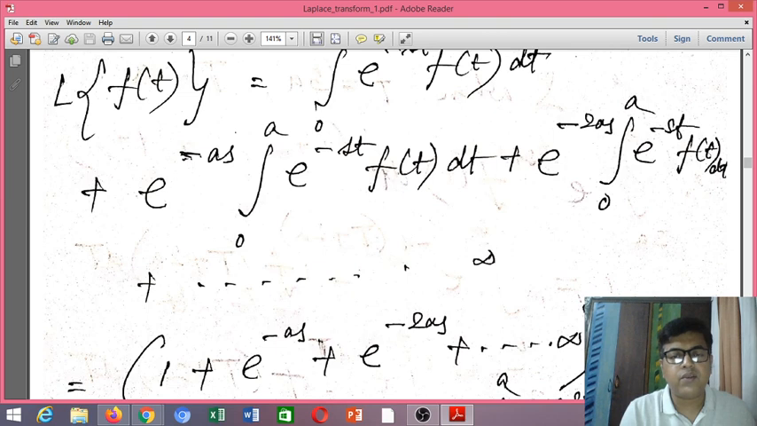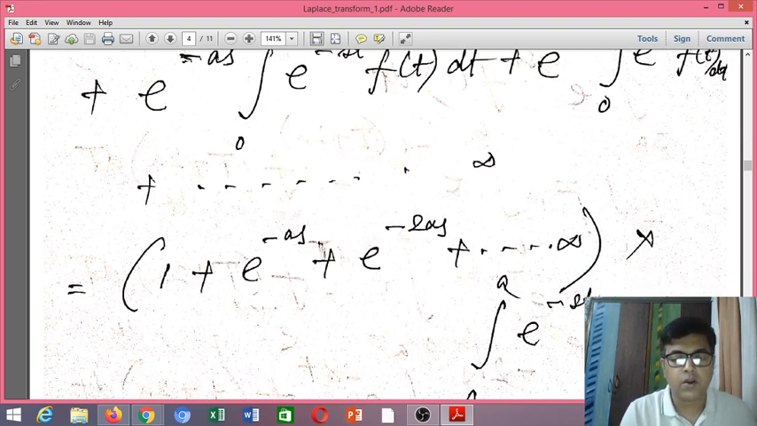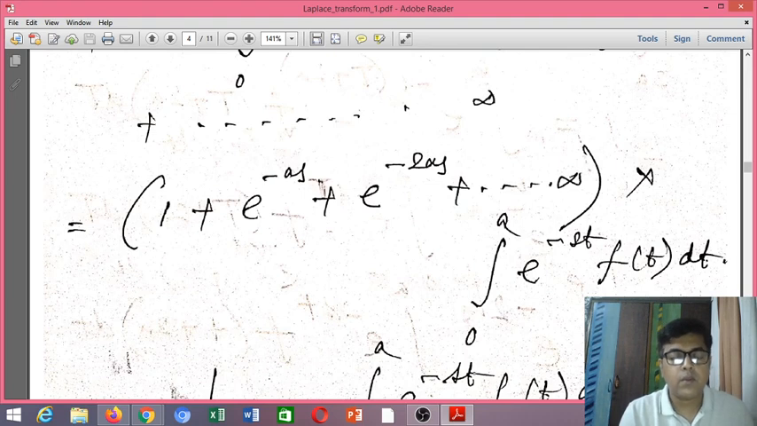Now it is very clear that I can take the integral common from all the terms, so I am doing that. If I do that, I am left with the term in the first bracket, which you are seeing in front of your screen. So we get 1 plus e to the power minus s plus e to the power minus twice s plus and so on up to infinity, multiplied by the common term, which is the integral from 0 to a of e to the power minus st f(t) dt.